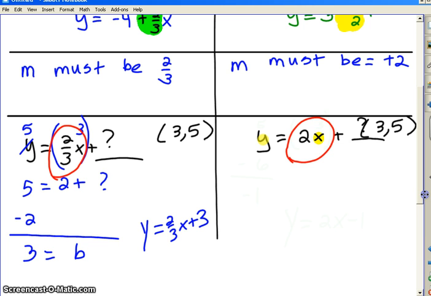On the perpendicular line, we're going to replace x and y with 3 and 5 as well. 2 times 3 is 6, so if we do 5 minus 6, we get -1. And so the equation there is y equals 2x minus 1.